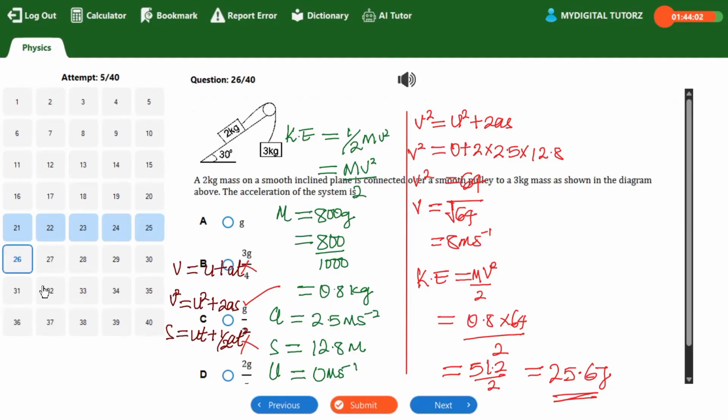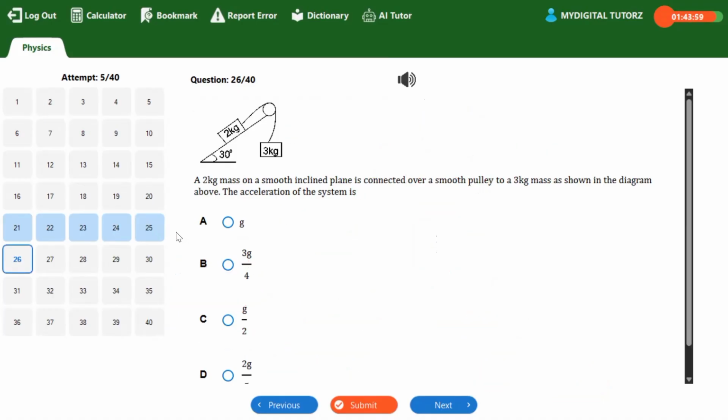So moving on to the next question, which is question 26. So question 26, we have this system said that a 2 kilogram mass on a smooth inclined plane is connected over a smooth pulley. Take note of all this: smooth inclined plane and smooth pulley shows that there's no friction. So there is a movement of the masses. So it's connected over a smooth pulley to a 3 kg mass as shown in the diagram above, right? So you're looking for the acceleration of the system.